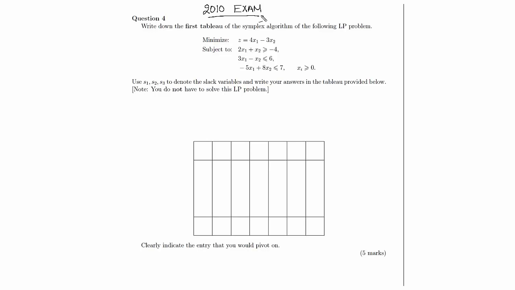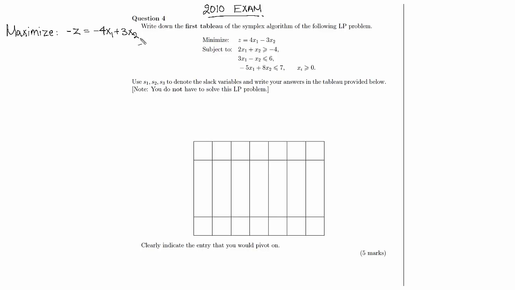The first thing we need to look at is if the problem is a maximize or a minimize problem. We always want to start with a maximize type of problem, so we need to write down the problem in its canonical form. To do that, we need to turn minimize into a maximize problem. Minimize z is the same as maximize minus z. So we're going to have maximize minus z equals minus 4x1 plus 3x2.